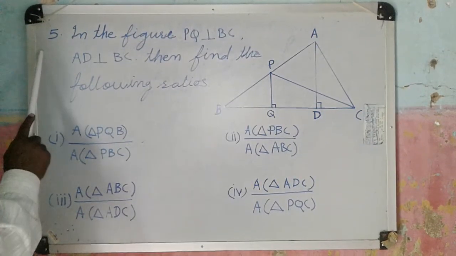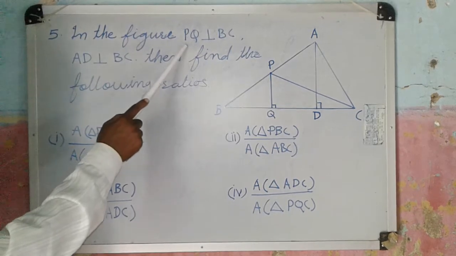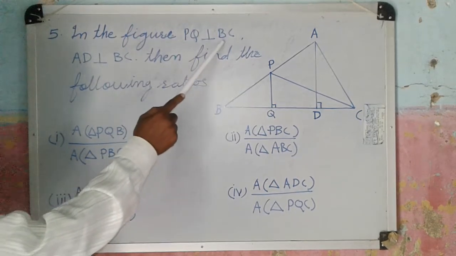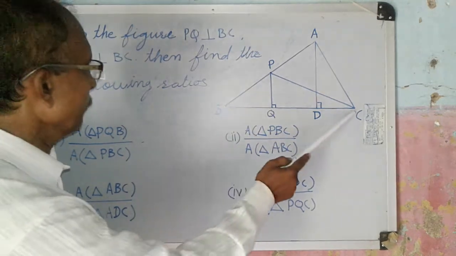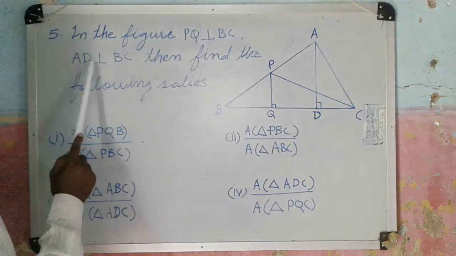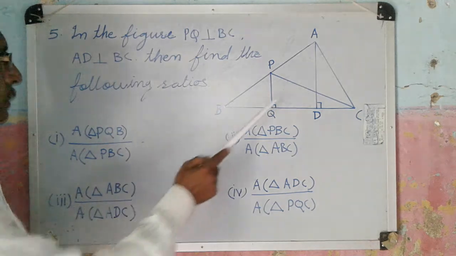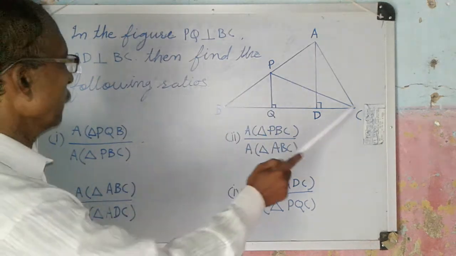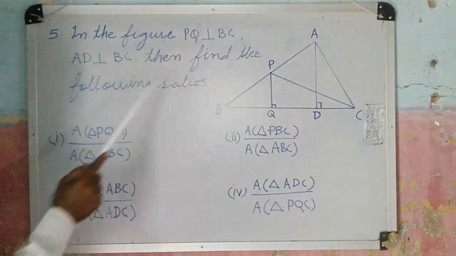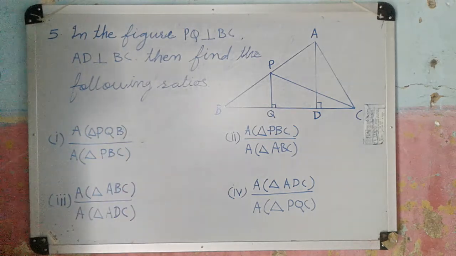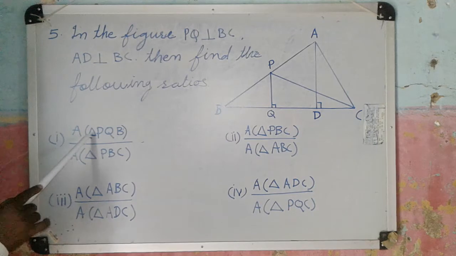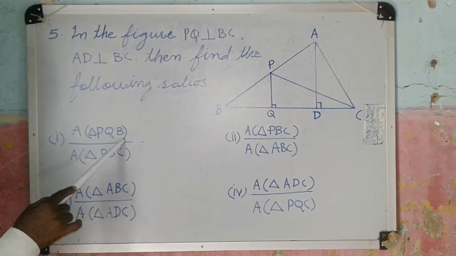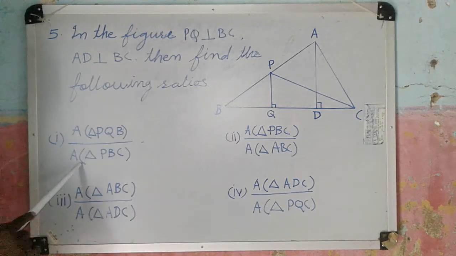Now question number 5. In the figure, PQ is perpendicular to BC and AD is perpendicular to BC. Then find the following ratio. First, area of triangle PQB upon area of triangle PBC. Now observe in the figure.